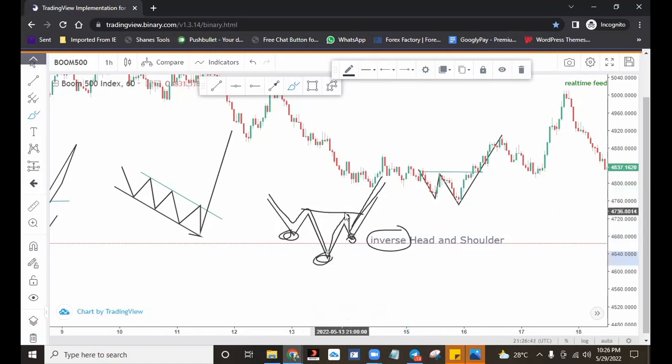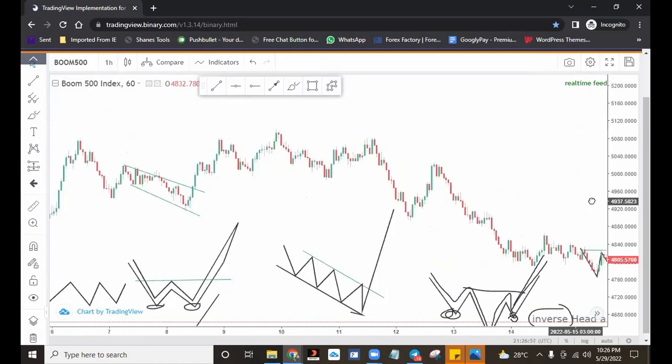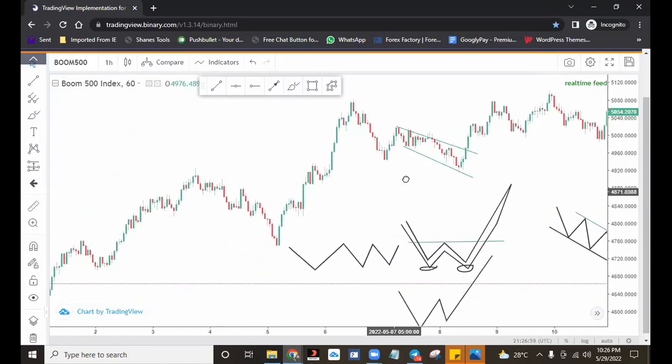So it's for the bulls because the bears rejected, the bulls rejected, the bears pushed down, the bulls pushed down, the bears pushed down, and the bulls massively pushed up. Now let's look for some examples on the charts. Let's look for some examples of an inverse head and shoulder.